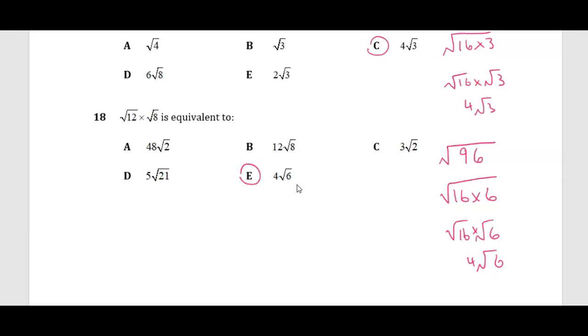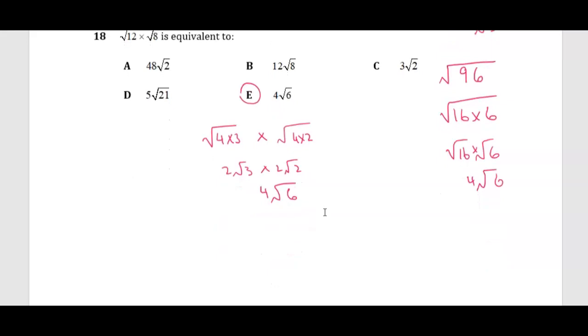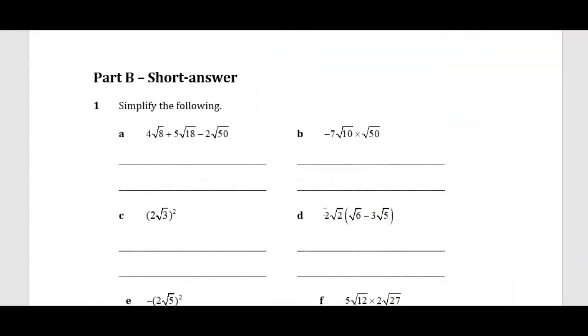Now, if you needed to, you could simplify the square root of 12 and then the square root of 8. So I might do that over here just to show you. Square root of 12 is 4 times 3. Square root of 8 is 4 times 2. So we're going to have 2 root 3 times 2 root 2. And then 2 times 2 is 4, 3 times 2 is 6. So you could do it that way as well, which seems a little bit easier. Maybe I should have done it that way at the beginning.